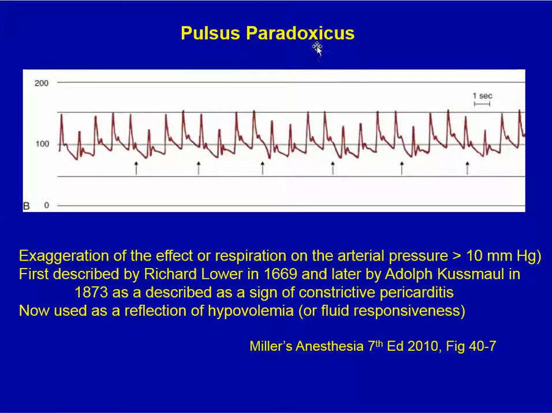Another phenomenon is pulsus paradoxicus, described by Richard Lauer and Adolf Kussmaul, which reflects the effect of respiration on blood pressure: with respirations the blood pressure goes up and down, and when exaggerated it can be a sign of constrictive pericarditis, and nowadays is used as a sign of hypovolemia.